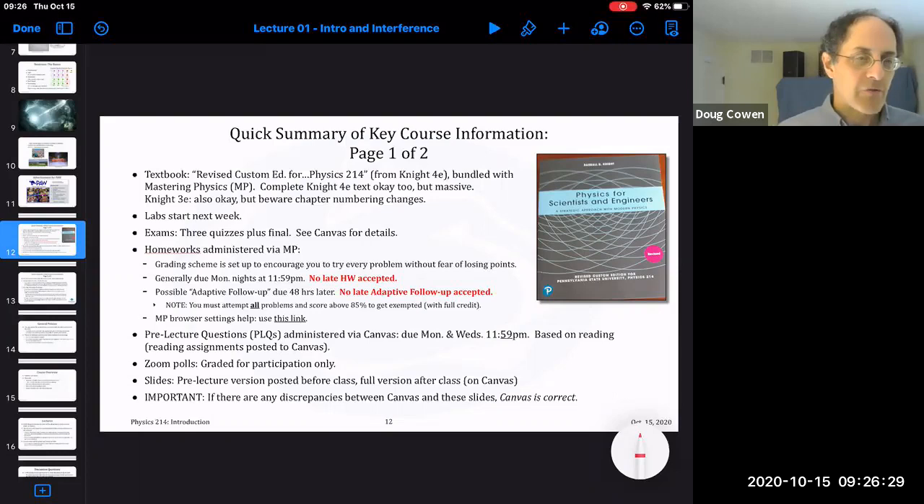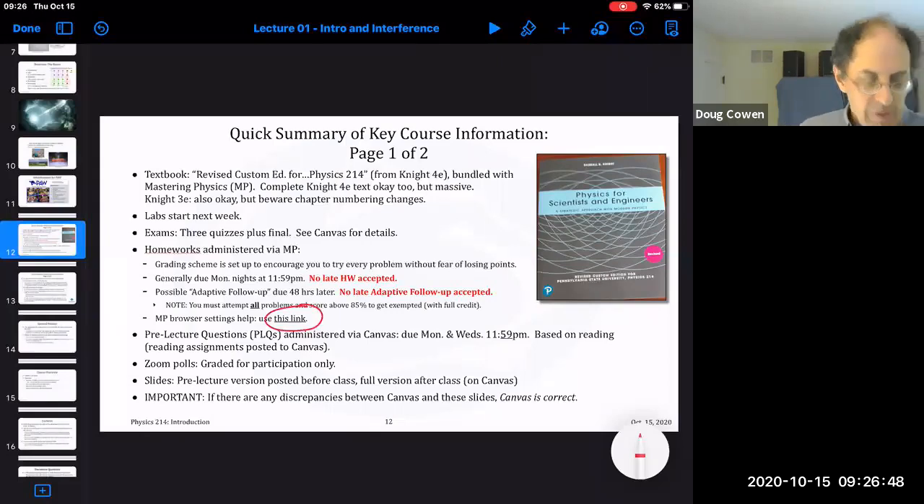People occasionally have trouble with their browsers. Particular browsers don't work so well with Mastering Physics, but there's a link that's provided here that you can use if you're having some trouble.